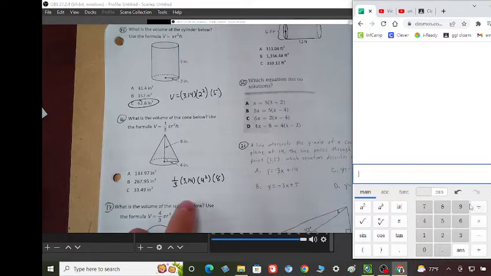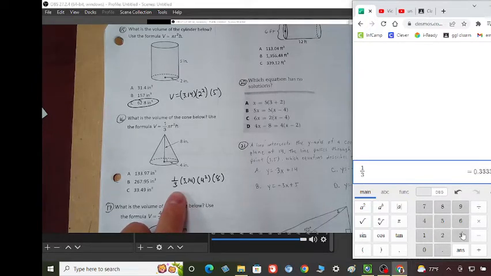Alright, so first thing is 1/3, so that's 1 divided by 3. Okay, I'm going to scroll over. Times 3.14. I can put it in parentheses like I have here, or just hit times. I'm going to go ahead and put it in parentheses this time. 3.14.